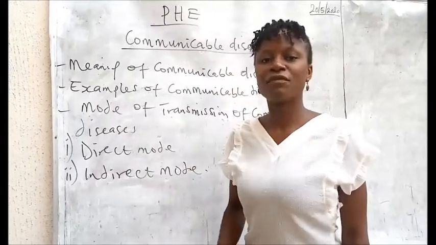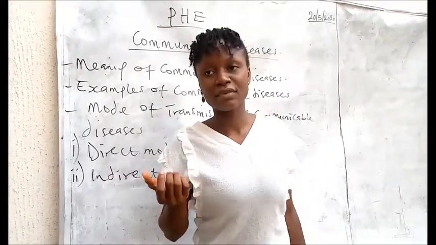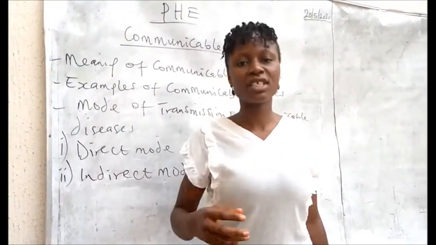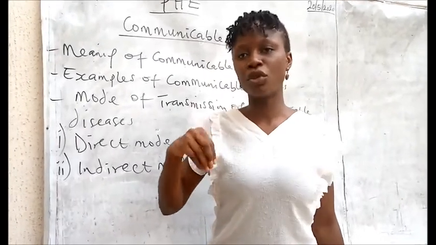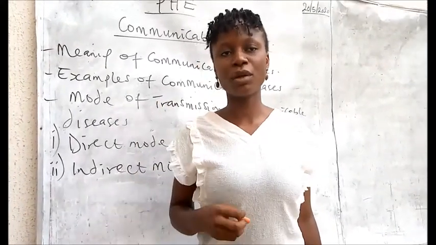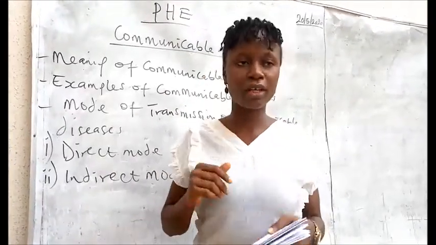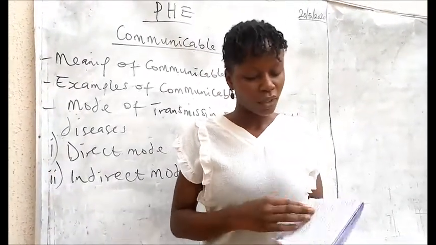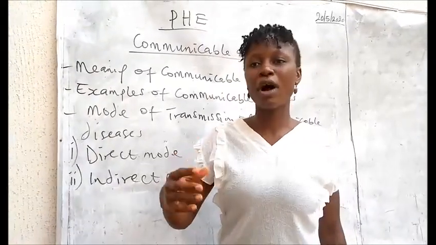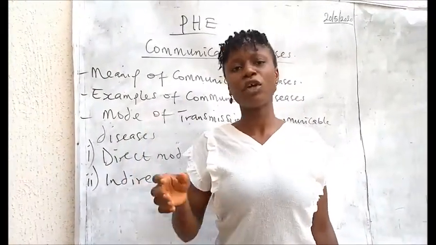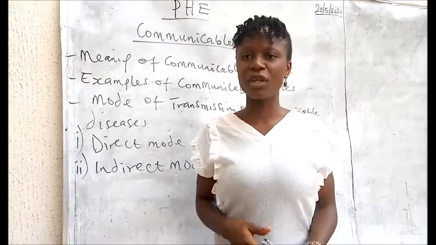For your assignment, find other diseases that are gotten from indirect mode of transmission of communicable diseases. Find diseases that are gotten like that, that I did not mention here. And again, list other examples. Go and make research. List other examples of communicable diseases that I did not mention here.